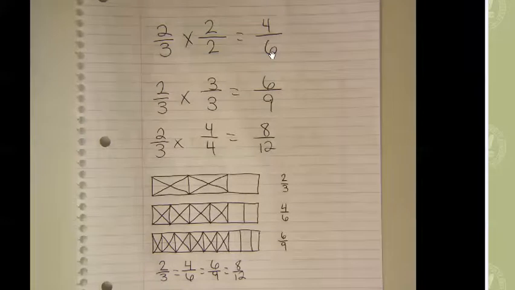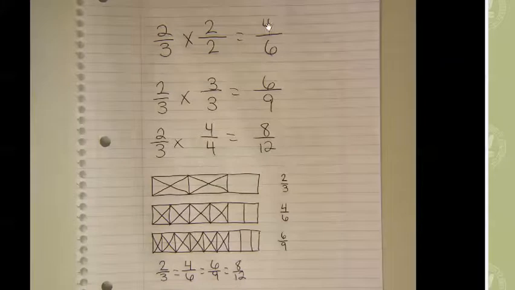Well, they're equivalent fractions. Anytime we take a fraction and multiply by a fraction equal to 1, so 2 divided by 2 is 1, 3 divided by 3 is 1, 4 divided by 4 is 1, and we multiply straight across the top and straight across the bottom and come up with a new fraction, these two fractions, the one that we started with and the one that we end up with, are called equivalent fractions. They're the same or they're equal to each other.